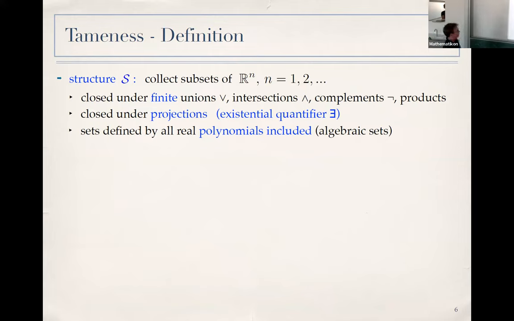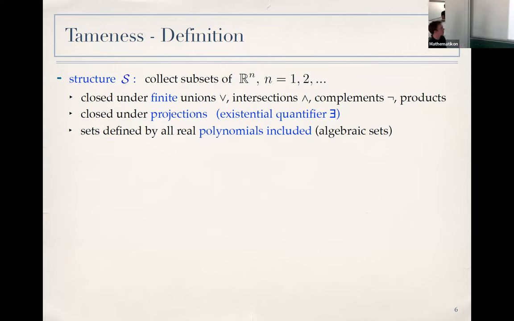So now what is the definition of such an o-minimal structure? It actually collects subsets of R^n. So it's something really, really basic. For each n, it collects subsets of R^n, which are closed under finite unions, finite intersections, complements, and products. Okay, and these all correspond to logical symbols that would be OR and AND and so on. And it has to be closed under projections. So if I give you a higher dimensional set and you project it down, it should still be part of this collection of subsets.